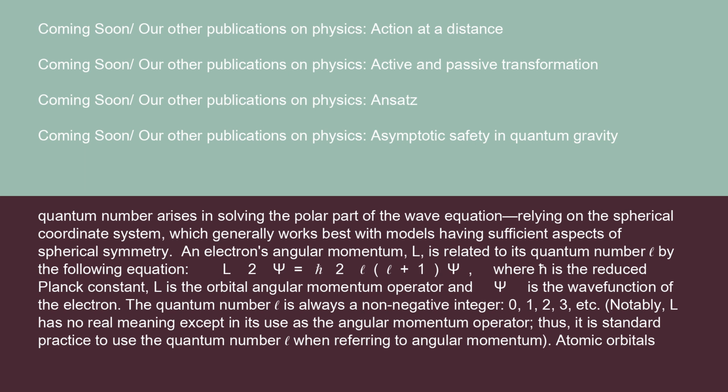An electron's angular momentum, L, is related to its quantum number ℓ by the following equation: L²ψ = ħ²ℓ(ℓ + 1)ψ, where ħ is the reduced Planck constant, L is the orbital angular momentum operator, and ψ is the wave function of the electron. The quantum number ℓ is always a non-negative integer: 0, 1, 2, 3, etc. Notably, L has no real meaning except in its use as the angular momentum operator. Thus, it is standard practice to use the quantum number ℓ when referring to angular momentum.